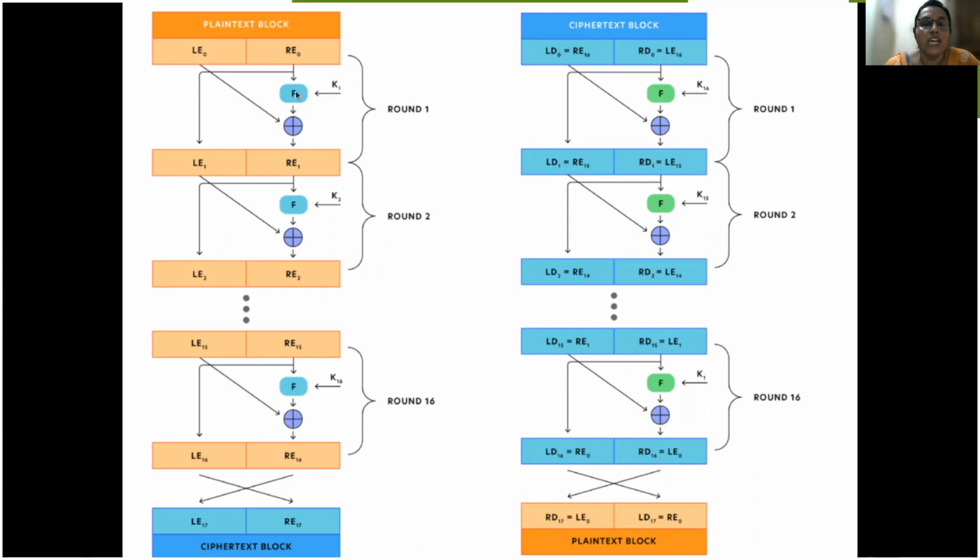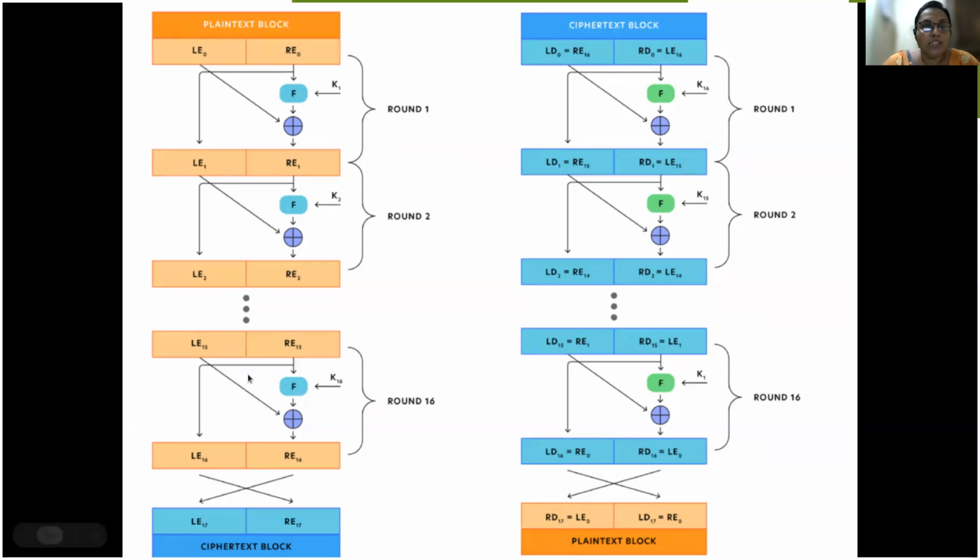Key K1 is used, given to a function, and that output is XORed with the left-hand side to give the next RE1. Okay, so in this XOR step we have got the diffusion, and in the function F step we have got the substitution, and this is done multiple times. So you can see over here we have got 16 rounds. And then the final ciphertext. Now, because there's a combination of substitution and diffusion, it becomes much more difficult to do any sort of cryptanalysis easily.